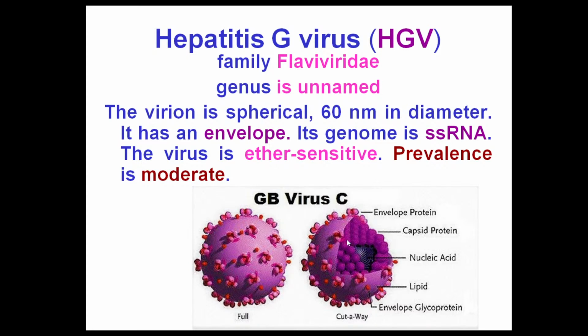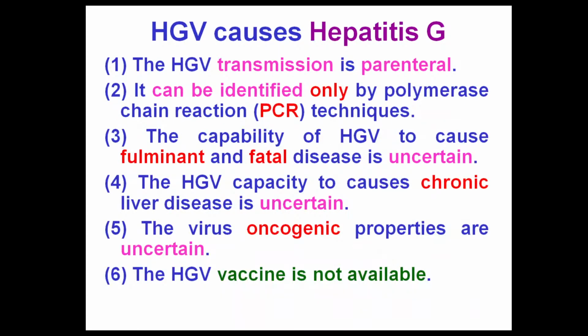And the envelope glycoprotein. The hepatitis G virus is transmitted like other parenteral hepatitis viruses and can be identified only by polymerase chain reaction, because serological tests are not really accurate. The capability of hepatitis G virus to cause fulminant or fatal disease is uncertain by now. And also vaccines are not available against hepatitis G virus.